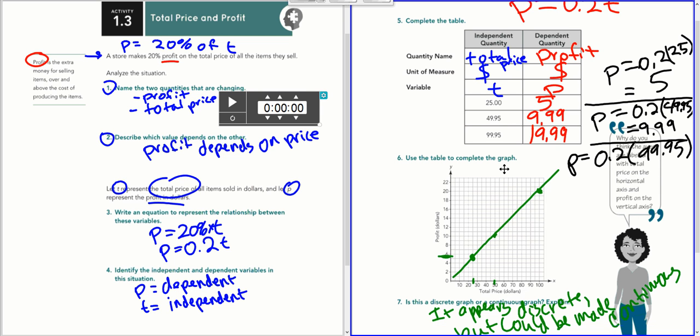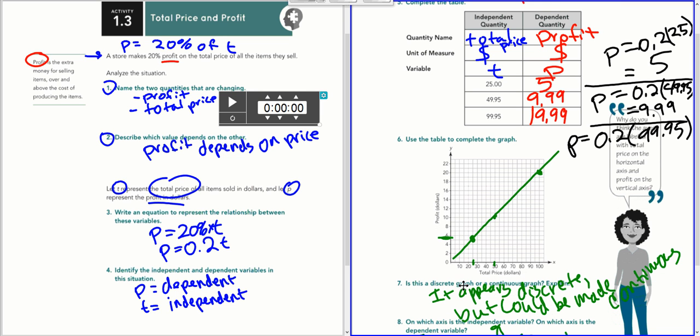And then down here on the graph, we look at our two quantities, our total price and our profit, and we graph it. Look down here at the total price and find where it says 25. Then I go up to 5, and I put my dot there. For this one, 49.95 is pretty close to 50, and that's pretty close to 10, so I put my dot there. And then the 99.95 and the 19.99, it's going to be close to 120, so I put my dot there.